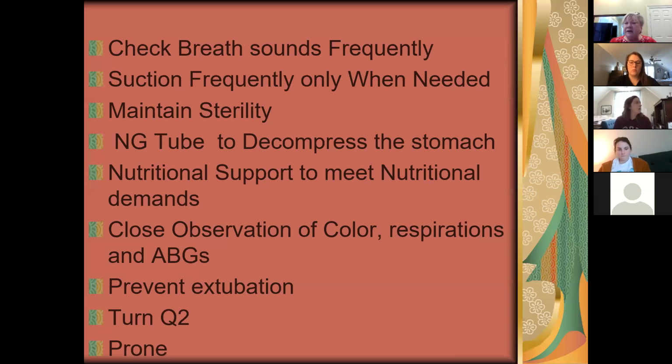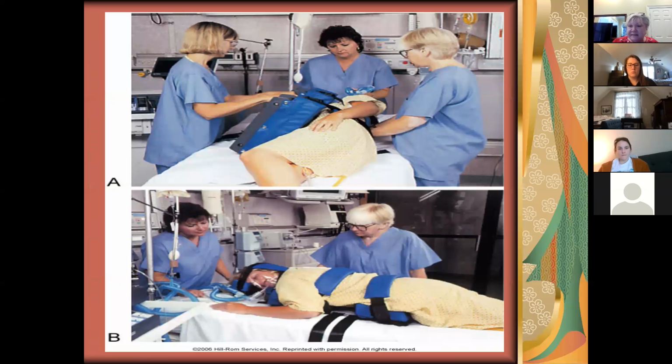They need to be turned every 2 hours to keep those fluids mobilized. And they need to be proned. And, you know, they're finding that with COVID. One of the most important things with COVID is proning these patients. And proning means putting them on their bellies. And this is just showing there's pads. Some people are using mechanical beds. But you've got to get those secretions off of their backside.